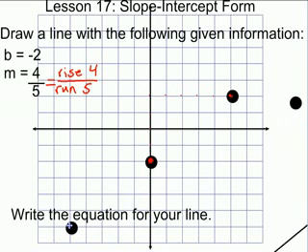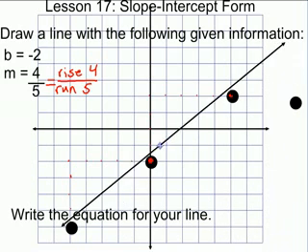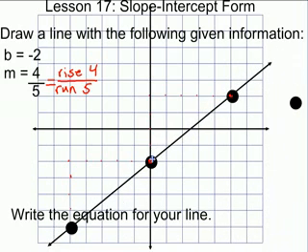And then I'm going to do another one. Rise 4, 1, 2, 3, 4, run 5, 1, 2, 3, 4, 5. With your ruler, you draw a nice long line from one edge of the graph paper to the other with arrows at the end. And you need a minimum of 3 dots to make sure that you draw a straight line.